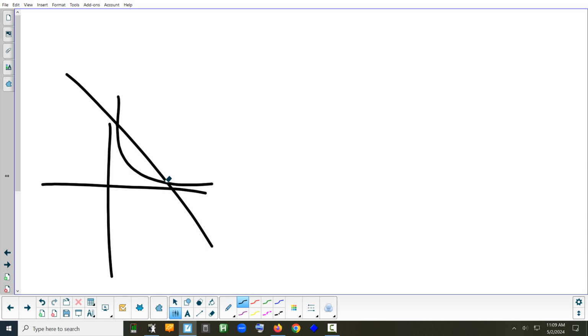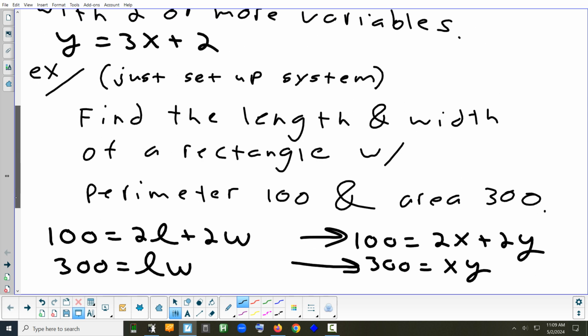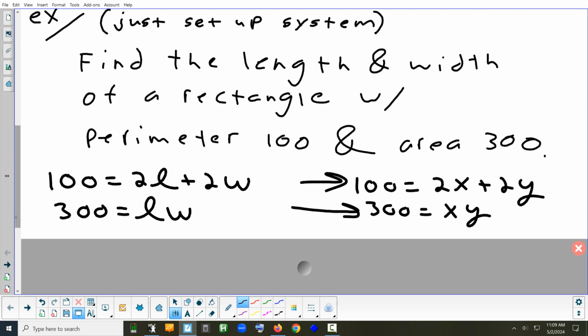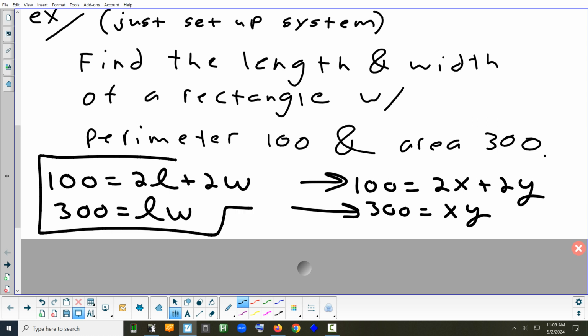Any question? We're not solving for the answers yet. Okay, we're just setting up the system. I'll stick with using L and W because we're not actually going to graph it. We're going to solve it algebraically. But if you were going to graph it, you'd probably want to switch to X and Y.